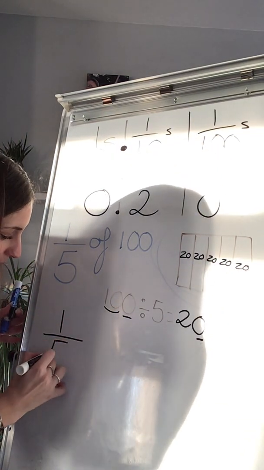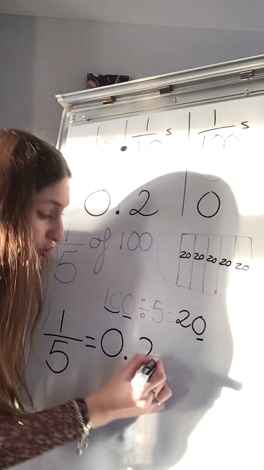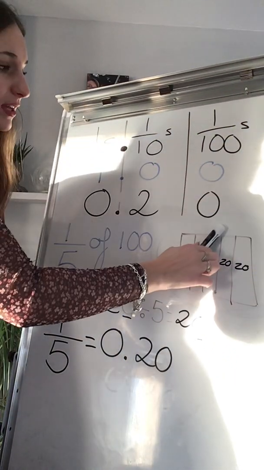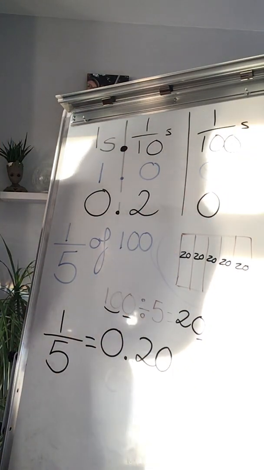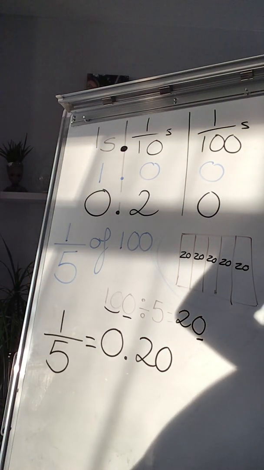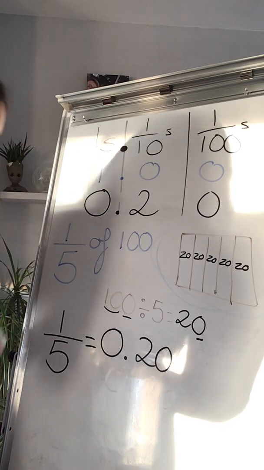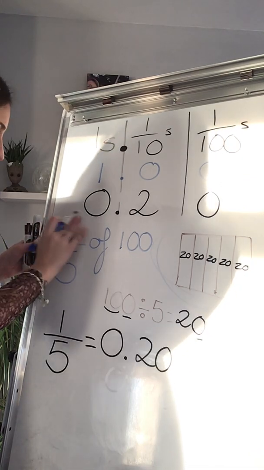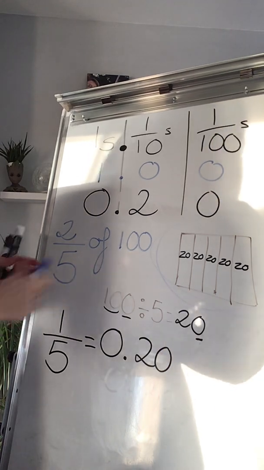I know that 1/5 is the same as 0.2 or 0.20 what? Hundredths or 0.2 tenths, okay? So that will be my decimal number that it is equivalent to it. Shall we try to find now what will happen if this time I get 2/5? This time I'm going to eat 2/5 of 100.